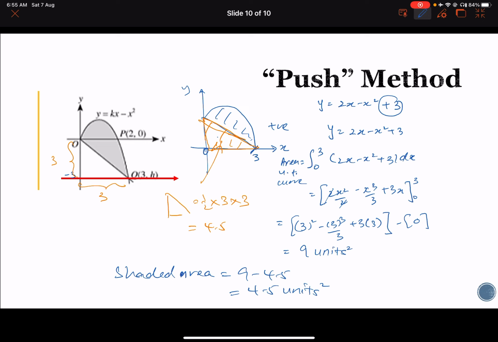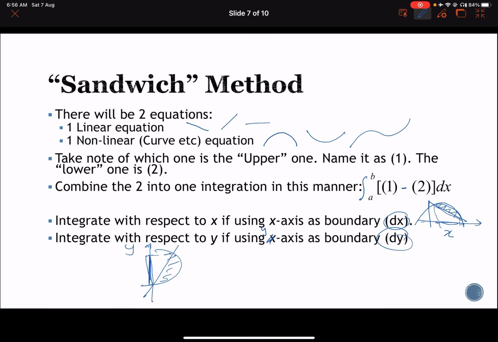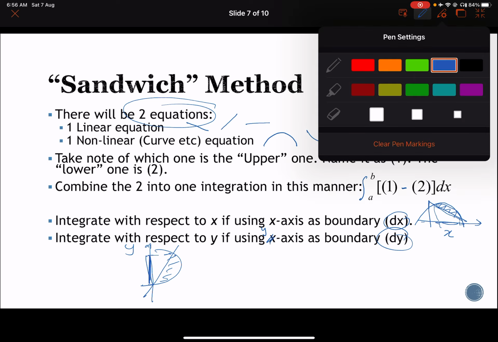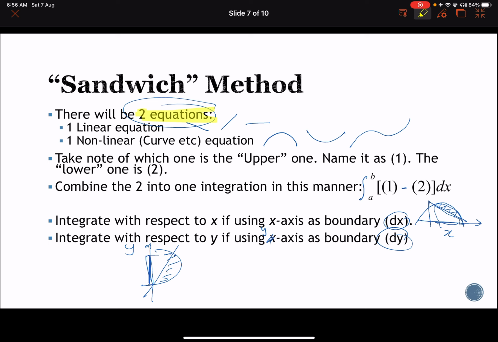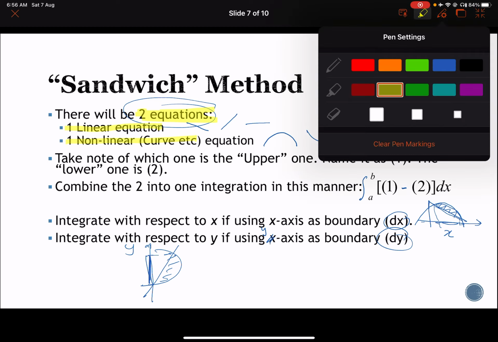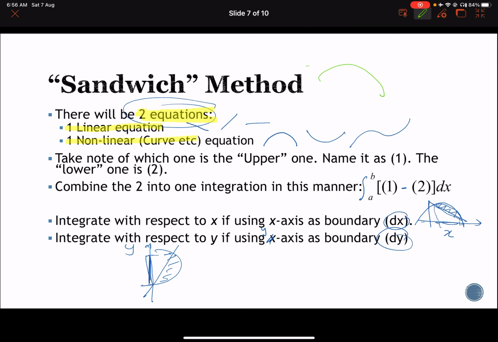Sometimes you can have a mixture of methods, or you can just stick to one, which is the sandwich method. The sandwich method is actually quite useful. The only problem is, like what I mentioned earlier on, you will have to have two equations. The key word here is that you must have two equations. So let me highlight two equations. No matter what, you will have one linear and one non-linear. Then you can do the sandwich part. Maybe you have the top sandwiched by the bottom, or you may have a case like this where the line comes first and then the curve comes later on. Hopefully this has been useful.